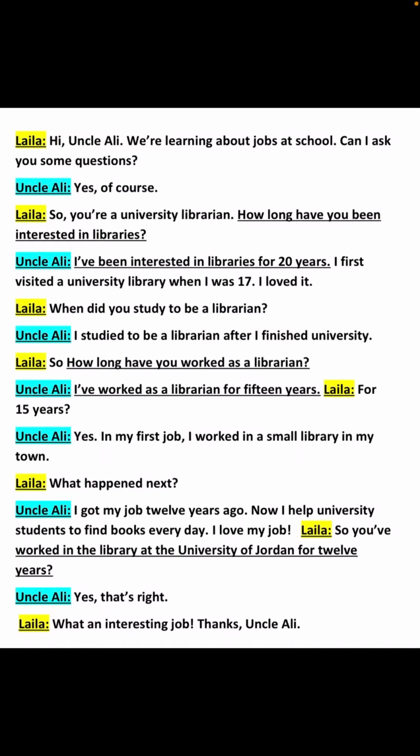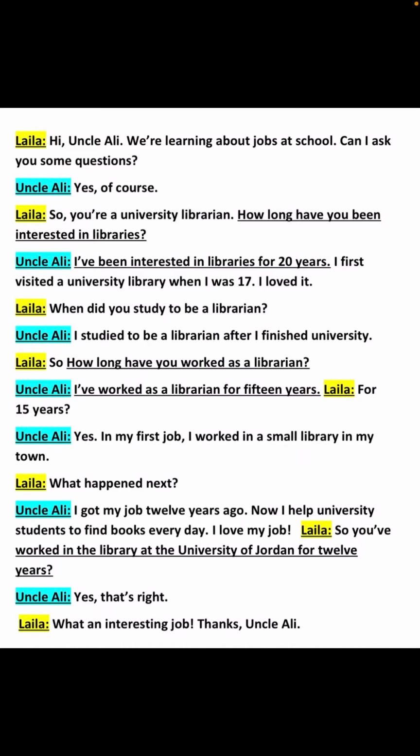Uncle Ali: Yes, of course, Layla. So, you are a university librarian. How long have you been interested in libraries? Uncle Ali: I have been interested in libraries for 20 years. I first visited a university library when I was 17. I loved it. Layla: When did you study to be a librarian? Uncle Ali: I studied to be a librarian after I finished university.